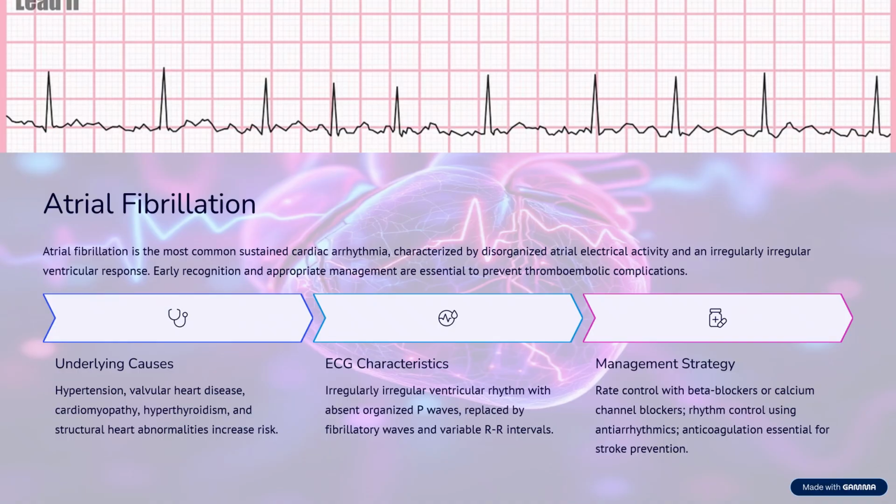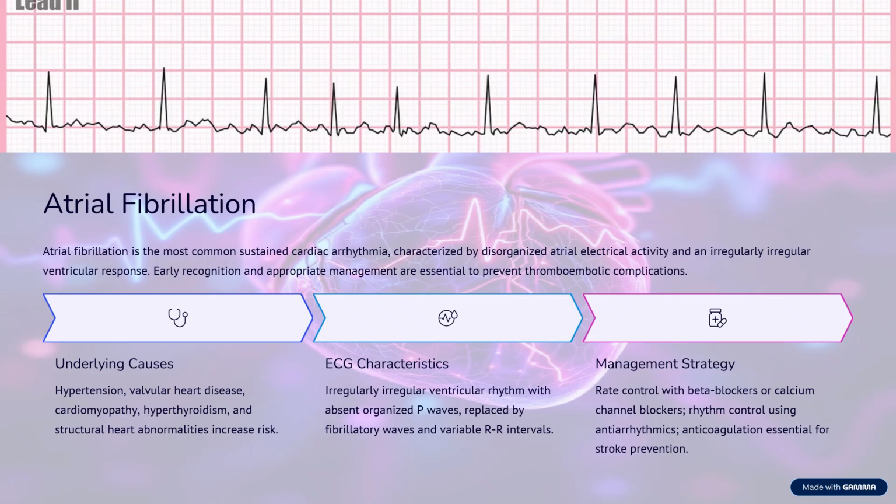Atrial fibrillation, often called AFib, is the most common sustained cardiac arrhythmia you'll see in clinical practice. It occurs when hundreds of tiny chaotic electrical impulses fire throughout the atria, causing them to quiver rather than contract effectively. Because the atria are essentially fibrillating, there's no true P wave on the ECG. Instead, you'll see an irregular, wavy baseline, fibrillatory activity, and the ventricular rhythm is irregularly irregular, meaning there's absolutely no consistent pattern between the R to R intervals.